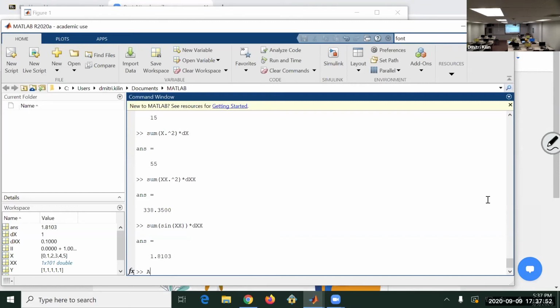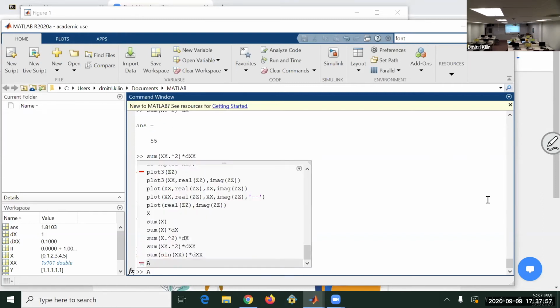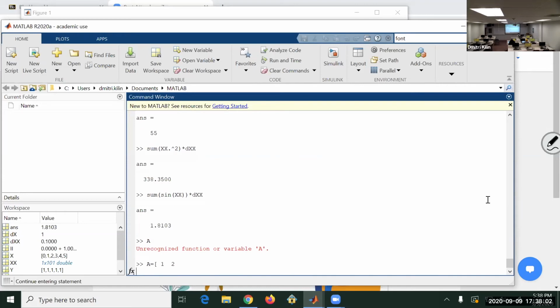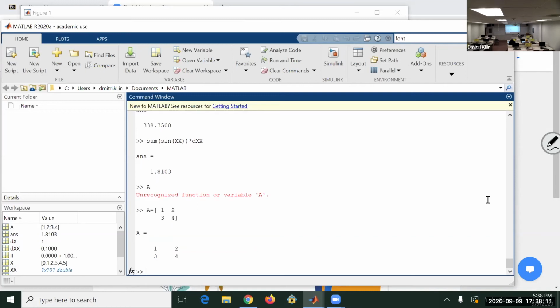So what if I have variable a? No, I don't. But I can define it as 1, 2, then hitting enter and continue 3, 4, then closing the rectangular bracket. And then how would you define this object A? What is A? Yes.